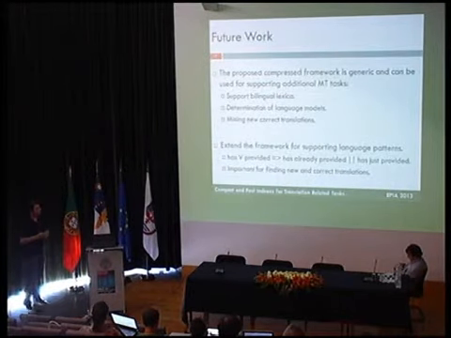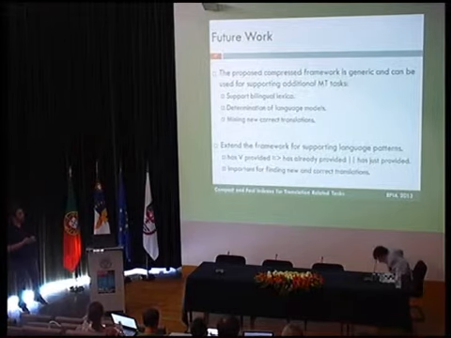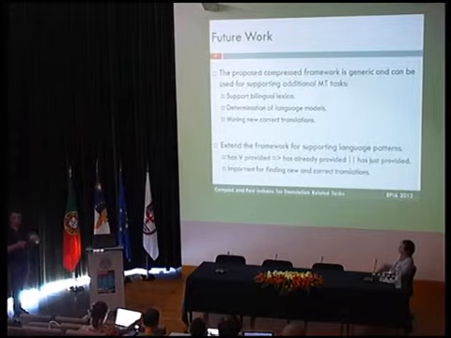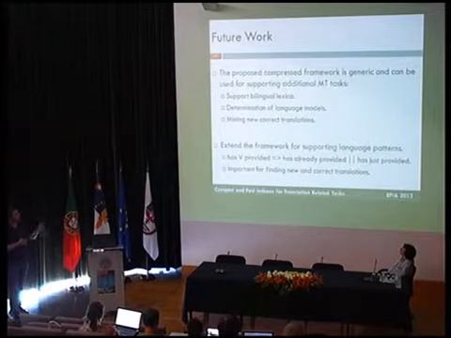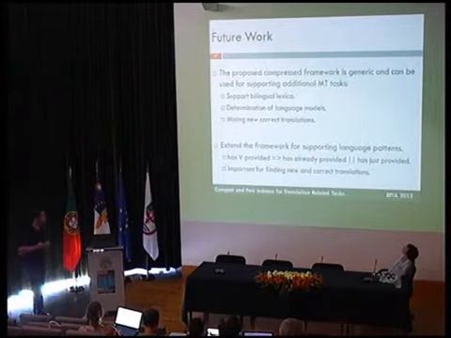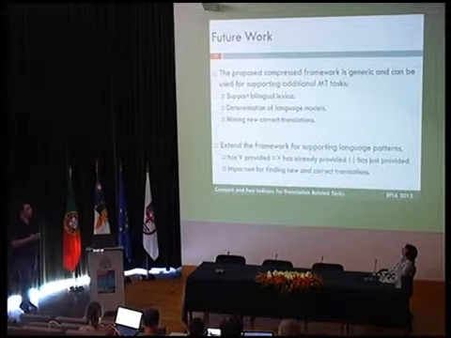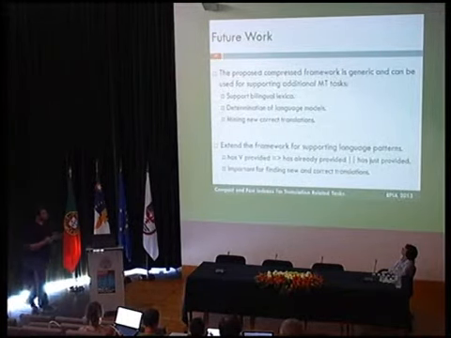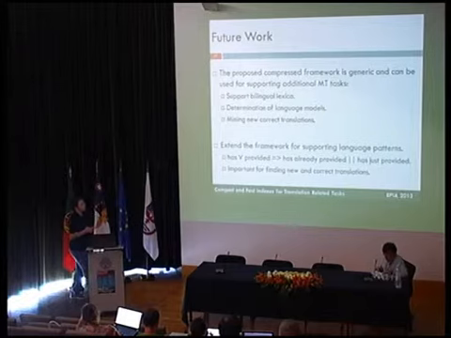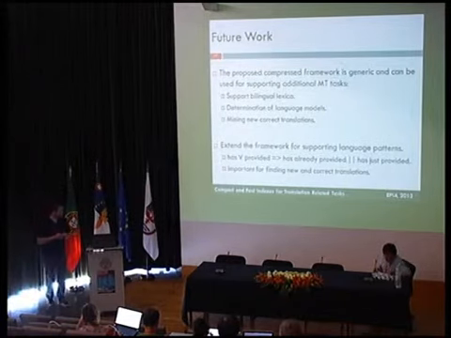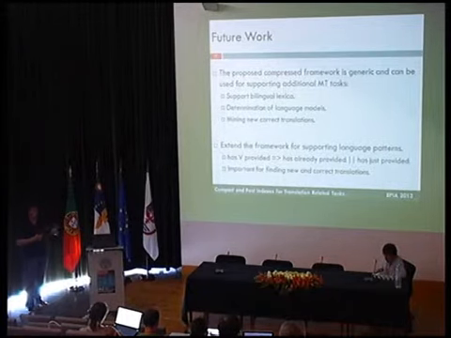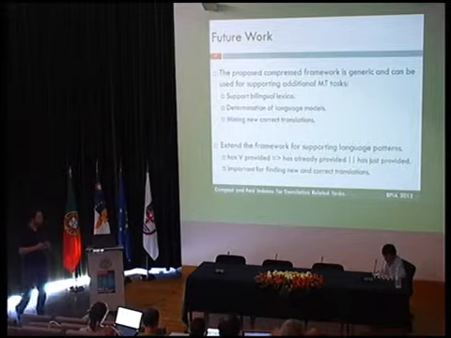In terms of future work, this compressed framework is really generic and can be used for any different machine translation tasks, like supporting lexica, determination of language models, used to mine new translations. One particular example for mining new translations is to use variables within the expressions, like here, where I put a V in the middle of has and provided. And this V can be replaced by anything, like as already provided or as just provided, and so on, the things that you can remember.